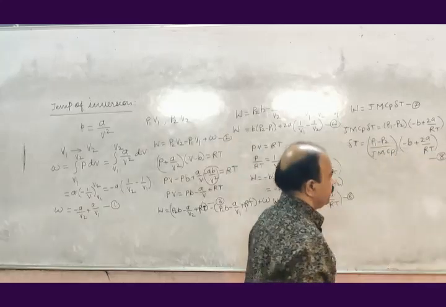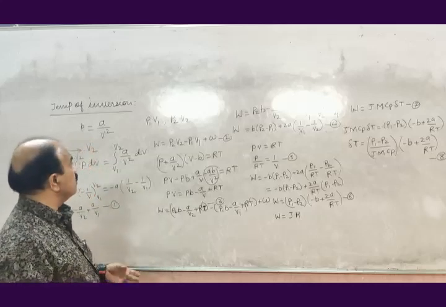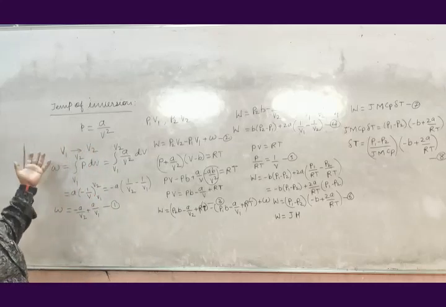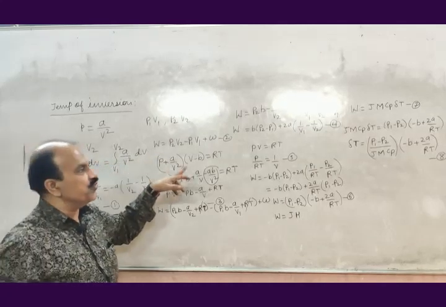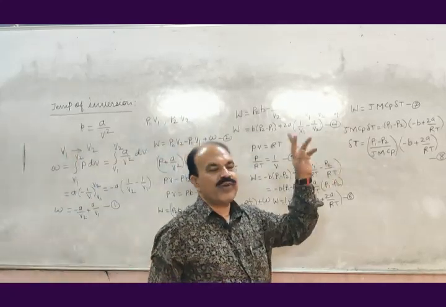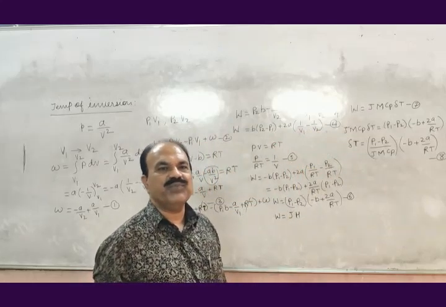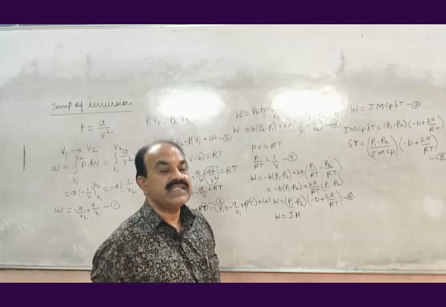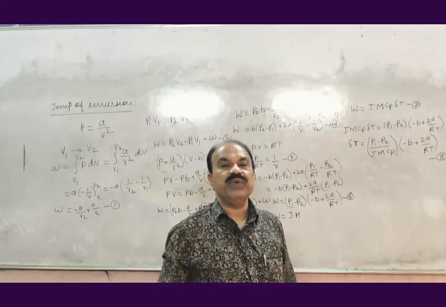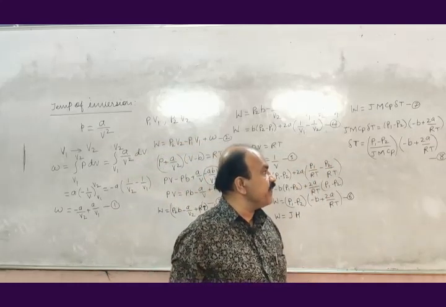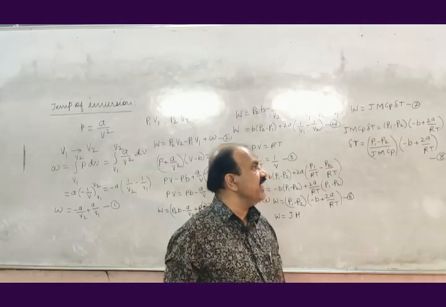Equation number 8. Delta T, the change in temperature of the gas when its volume is changed from V1 to V2, is given by this formula. Delta T, when the gas is compressed, is given by delta T is equal to P1 minus P2 divided by J M Cp in one bracket into minus B plus 2A divided by RT.